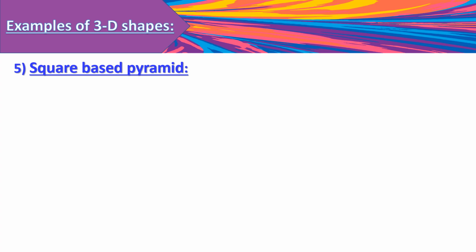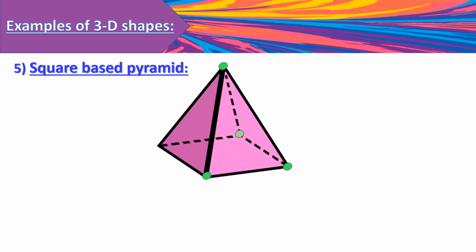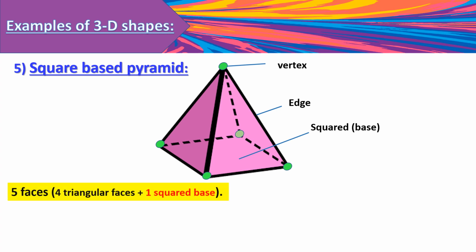Let's move to square-based pyramid. A square-based pyramid is a pyramid with a square base, like this shape. It has a square base, and some edges like this, and some vertices. It has five faces, four of them in a triangle shape. Four of these faces are triangular faces, and one of them is the square base.